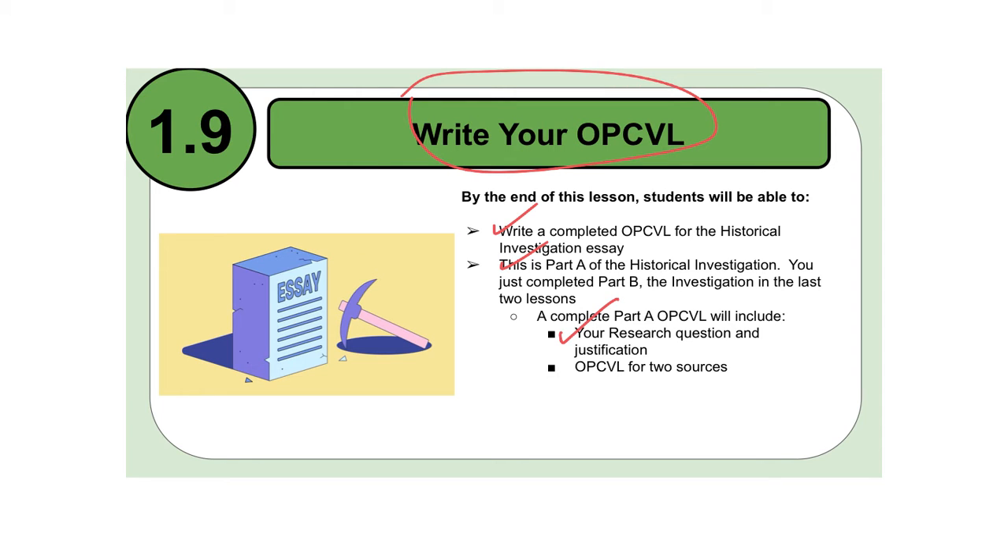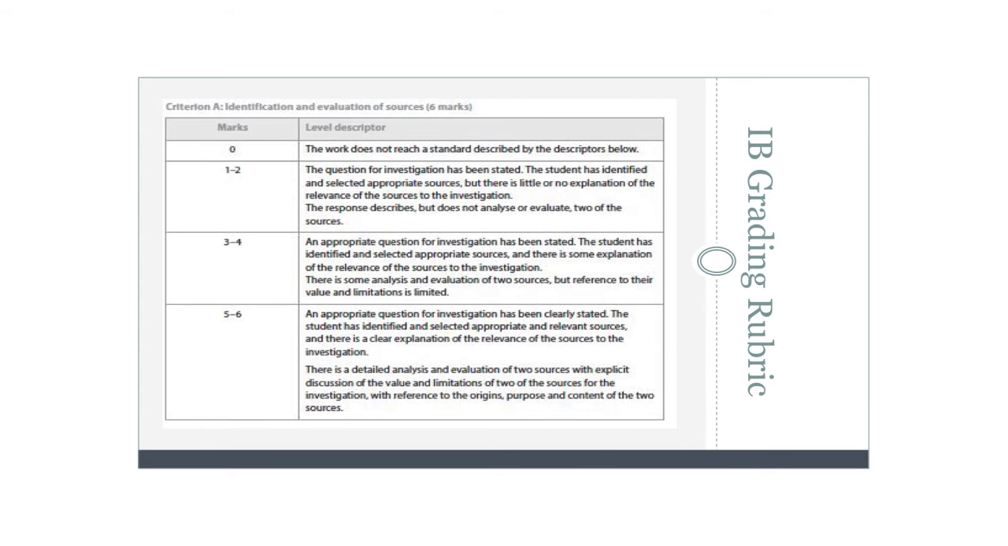A completed part A will include the following items. Your research question and justification will be in this part of the historical investigation, and then the OPCVL for two sources. Here is the IB grading rubric. This particular section, the source evaluation, is worth 6 total points. Obviously everyone would like to be in the highest category, so this is what you would need to do in order to achieve this score. Pause if you need to read more about how you achieve a 5 or a 6.